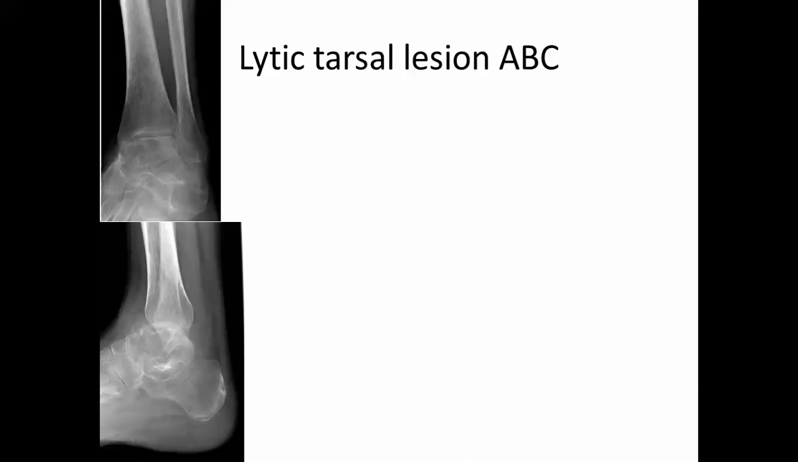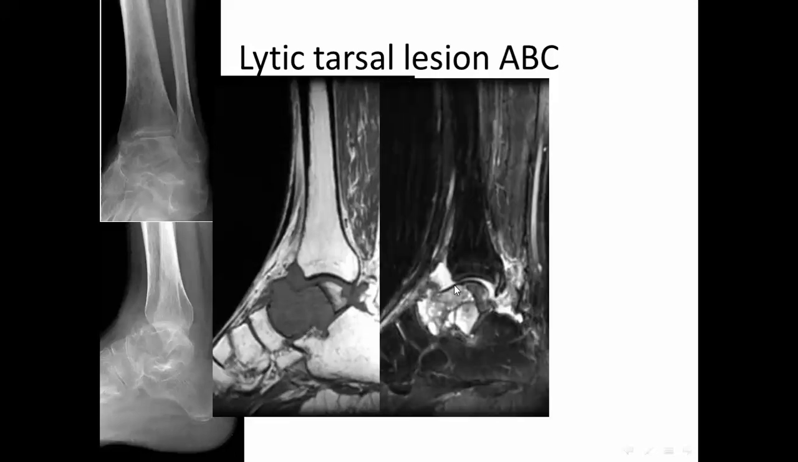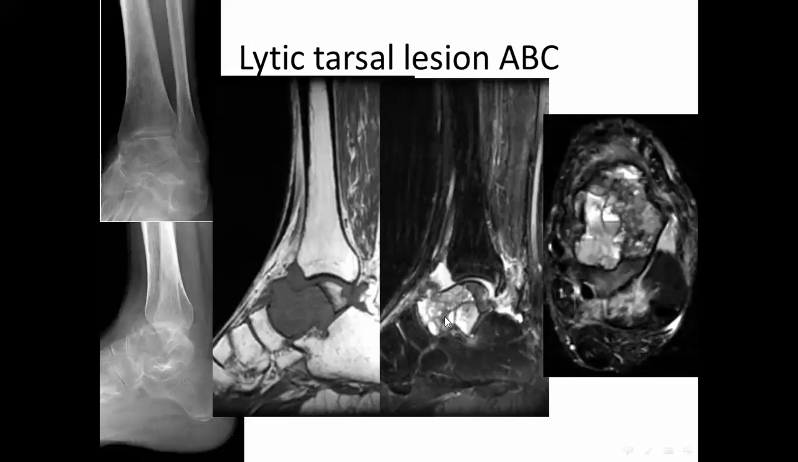Calcaneal cyst. This one is a lytic lesion involving the talus. It's compressed, vacuolated, and there are some septa in between. The bones around are osteoporotic. And here we have the hypointensity due to fluid, and that one showing the fluid levels in the STIR or the T2 weighted images. This is an aneurysmal bone cyst of the talus.